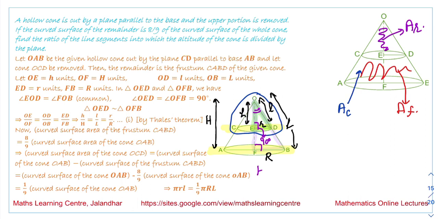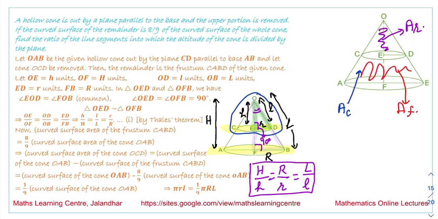So we get that capital H over small h is equal to capital R over small r, which is equal to capital L over small l. We are obtaining this condition by the basic proportionality theorem.